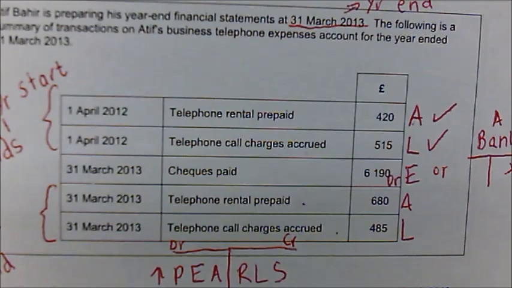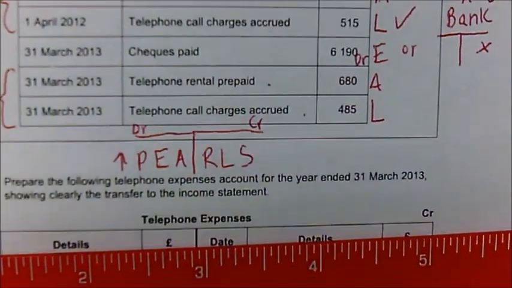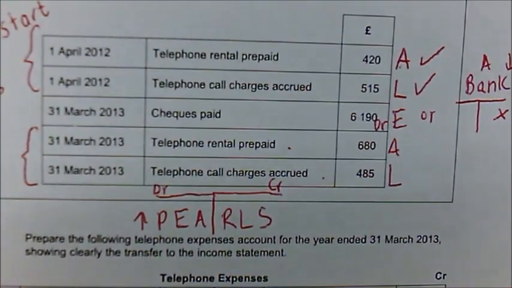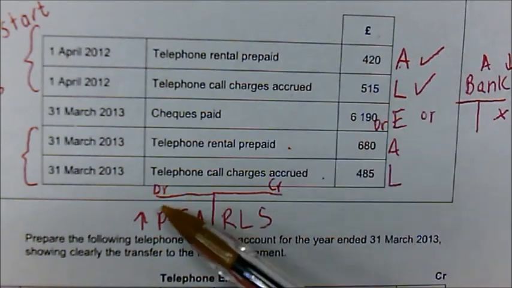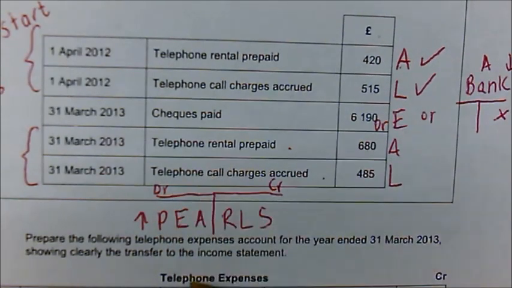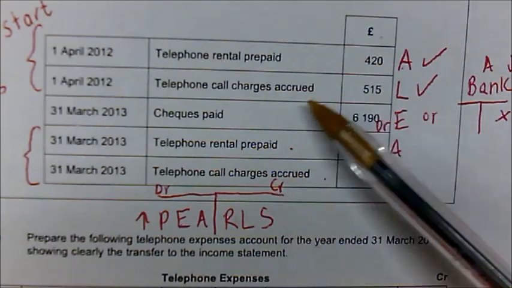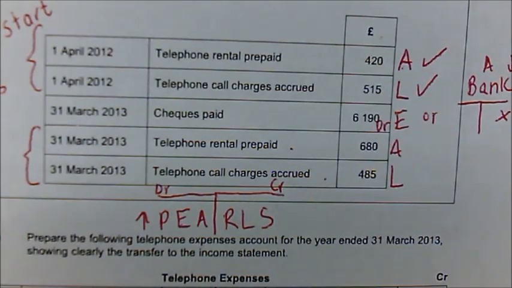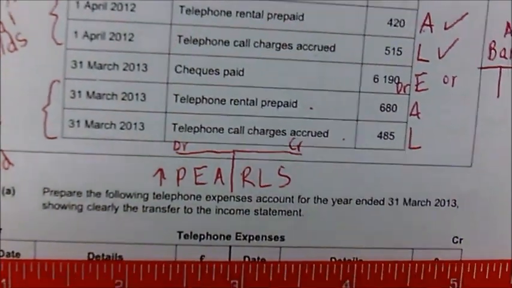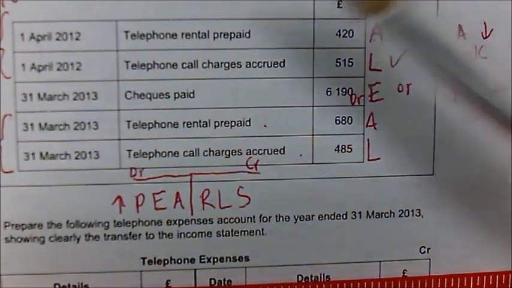So all I'm going to do is underneath write out my PEARLs diagram. Okay, if I've labelled any of these with a P, an E or an A, I'm going to debit it in the telephone expense account. If I've labelled them with an L, a liability, it's going to be credited in the telephone expense account. So first of all, I'm going to record this one.